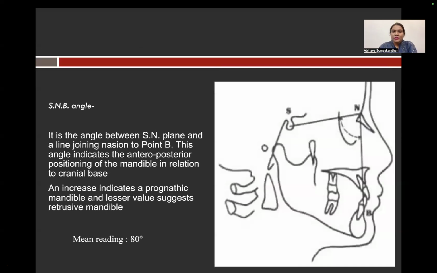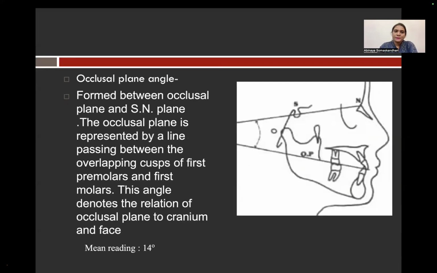Coming to SNB. Similarly, SNB is the angle between the SN plane and a line joining nasion to point B. Point B is in the mandible. So this indicates the anteroposterior positioning of the mandible in relation to the cranial base. An increase in angle indicates a prognathic mandible and a lesser value indicates a retrognathic mandible. The mean reading is 80 degrees.